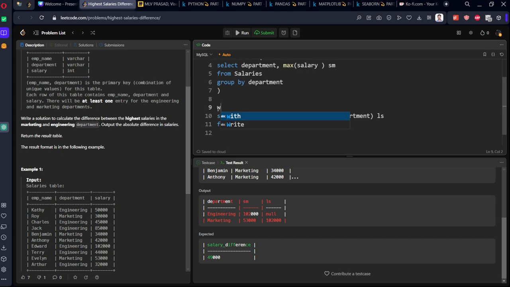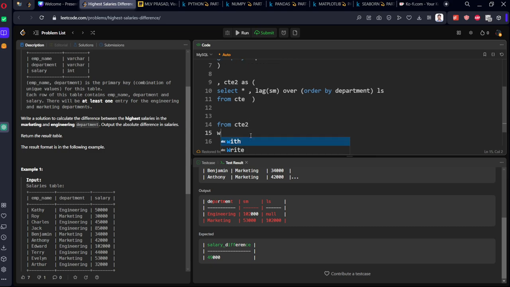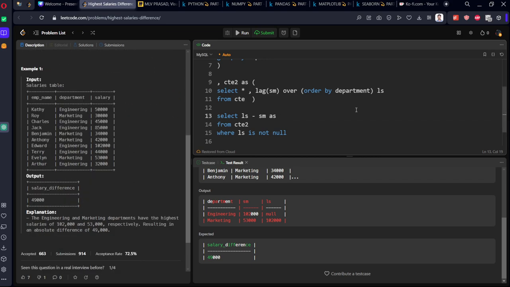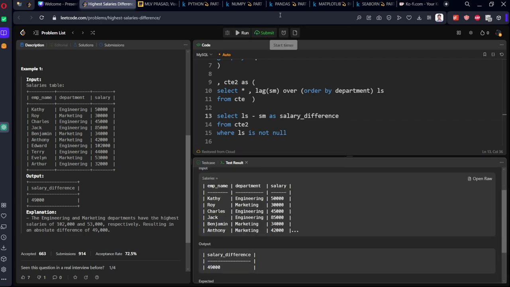Now let's call it as with CTE2. Now from CTE2, what we want, only where it is not null. From CTE2 where LS is not null, there what I want, select LS minus SM as salary difference. Okay, let me run it. See, it's been accepted. Let's submit it.